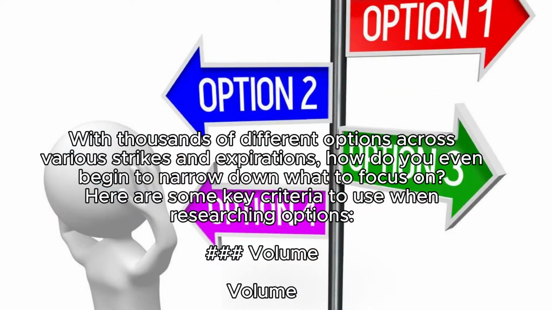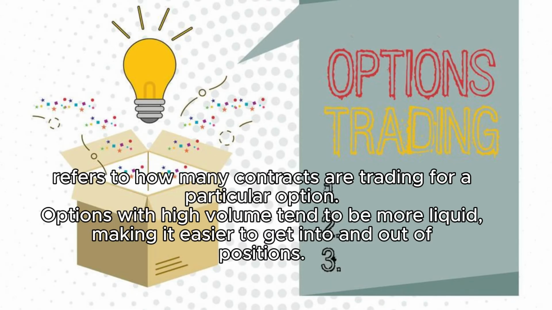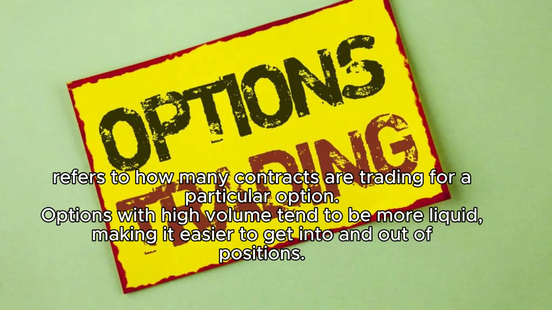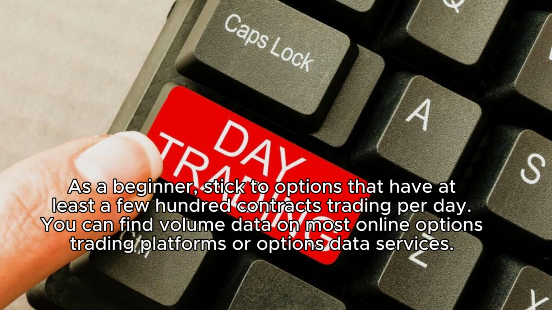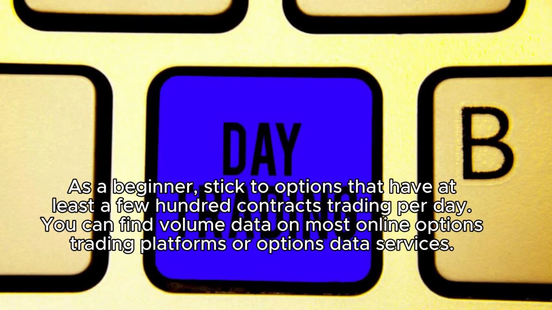Here are some key criteria to use when researching options. Volume refers to how many contracts are trading for a particular option. Options with high volume tend to be more liquid, making it easier to get into and out of positions. As a beginner, stick to options that have at least a few hundred contracts trading per day. You can find volume data on most online options trading platforms or options data services.